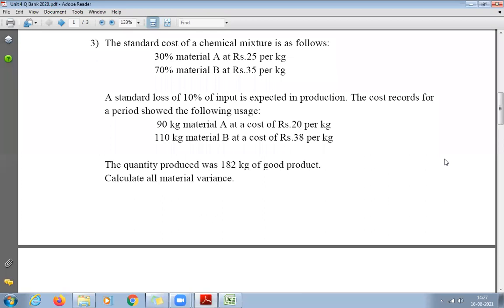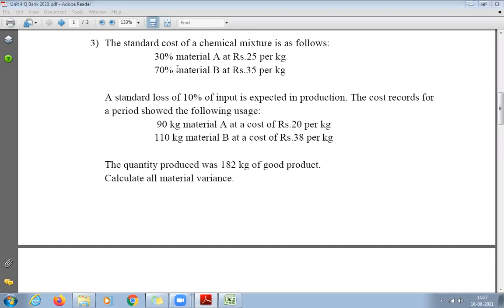The standard cost of a chemical mixture is as follows. 30% of material A at rupees 25 per kg, 70% of material B at rupees 35 per kg. A standard loss of 10% of input is expected in production. The cost records for a period showed the following usage. 90 kg material A at a cost of rupees 20 per kg, 110 kg material B at a cost of rupees 38 per kg. The quantity produced was 182 kg of good product. Calculate all material variances.